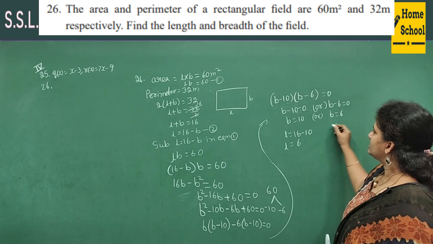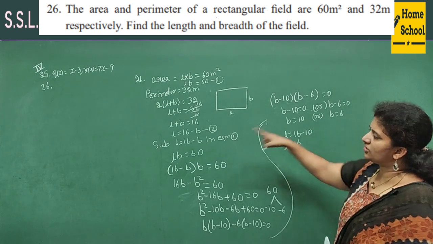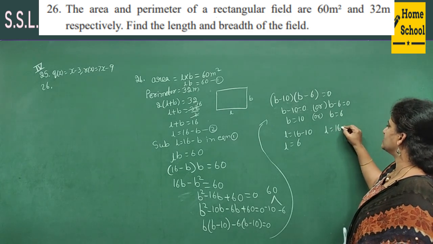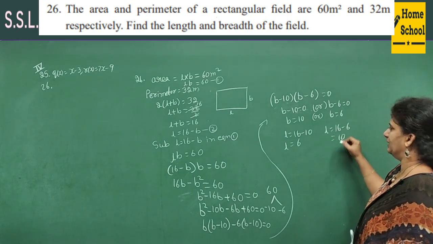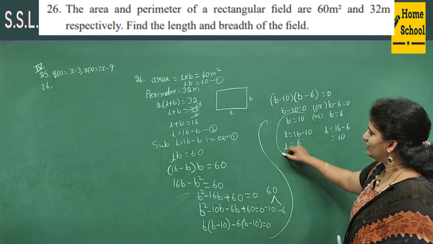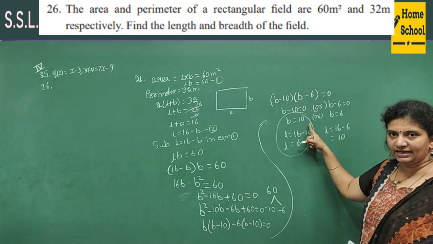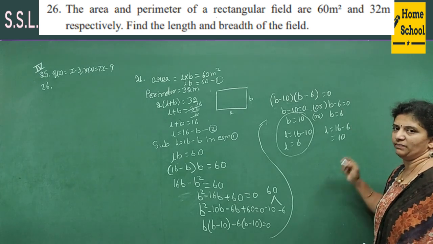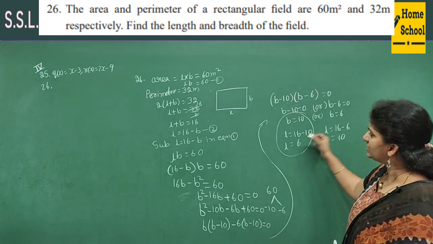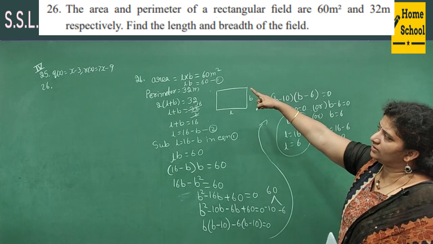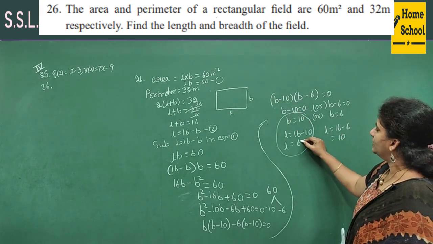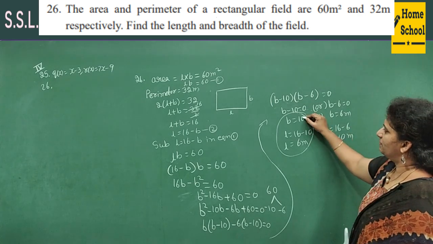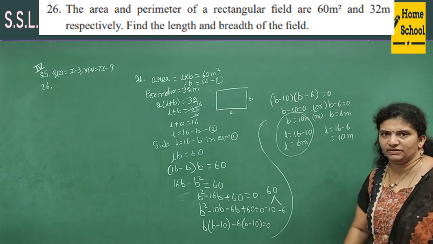6. Suppose if I substitute B is equal to 6 in the second equation, what happens? L is equal to 16 minus 6, that is 10. What can you say? If breadth is 10, length will be 6. If breadth is 6, length will be 10. Units you need to write. There you can see meter square, that means length 6 meters or 10 meters. Breadth 10 meters or 6 meters.